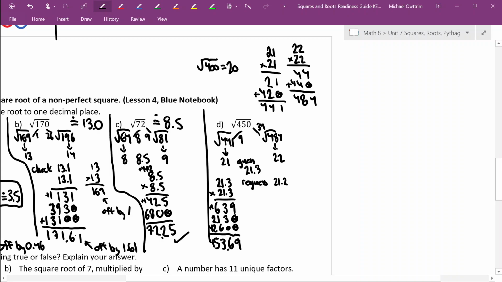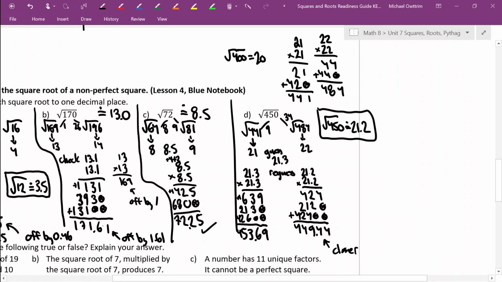and 21.2 times 21.2 is our re-guess. 2 times 2 is 4, 2 times 1 is 2, 2 times 2 is 4, 1 times 2, 1 times 1, 1 times 2, 2 times 2, 2 times 1, 2 times 2. 4, 4, 9, 4, 4. So that is obviously closer to our desired 450. And we'll say our square root of 450 is approximately equal to 21.2.